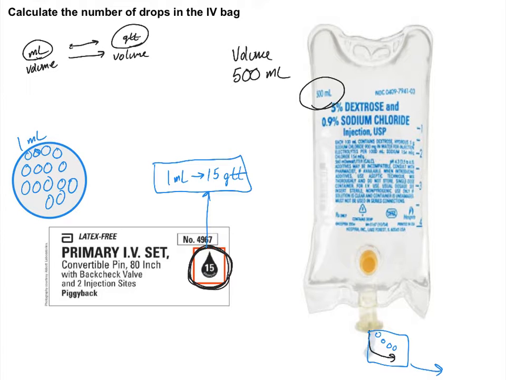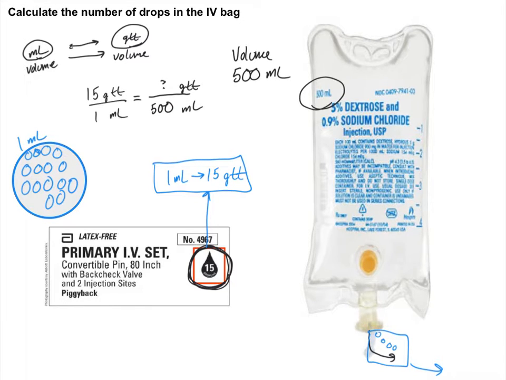Now, how can we find the total number of drops in this bag? Well, let's start with this ratio. I know there are 15 drops in every single milliliter, and I know that that's going to be proportional to another ratio of drops per mL, but specifically I am talking about a bag of 500 mLs. What I am looking for is this value right here. I know there are 15 drops in each milliliter. Well, what happens if I'm working with 500?